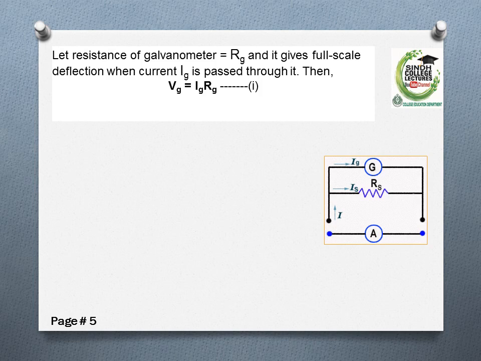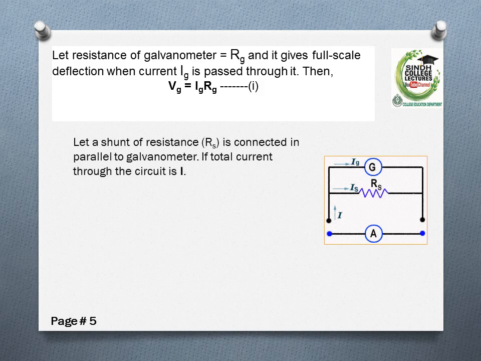Let resistance of galvanometer be Rg and it gives full scale deflection when current Ig is passed through it, as shown in the diagram. And according to Ohm's law, Vg equals Ig into Rg. This would be our equation number 1.